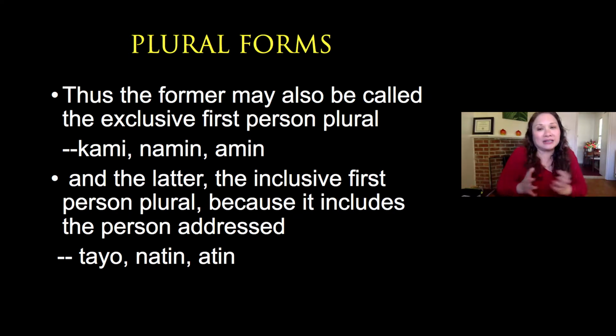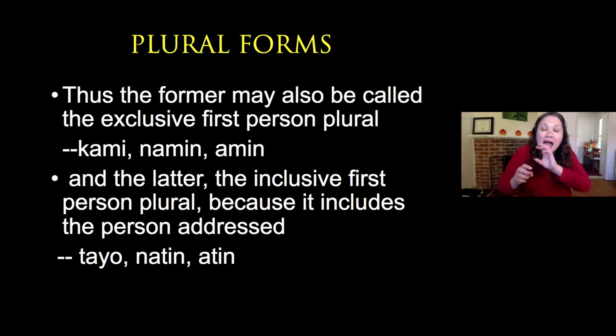What does that mean? That it's exclusive. So the moment you say kami, it means you, and for example, you're talking about the people with you or the people behind you. It's just you. Kami, we. Namin, right? Our. Amin, ours. Okay? So both namin and amin can be used to mean our.